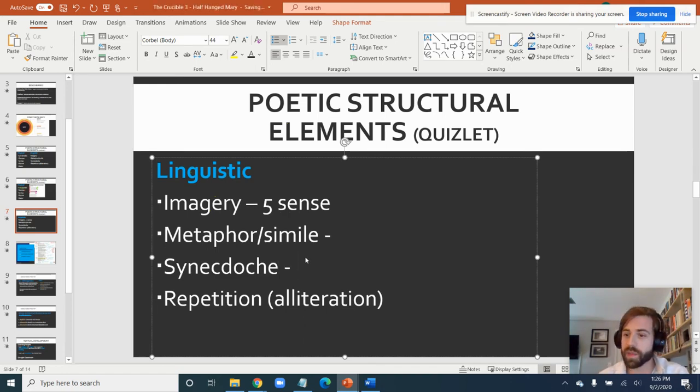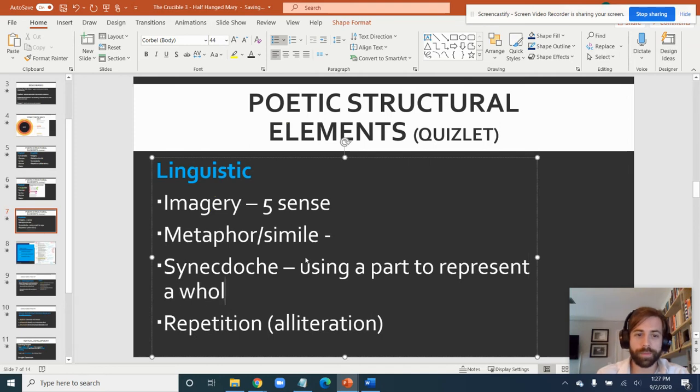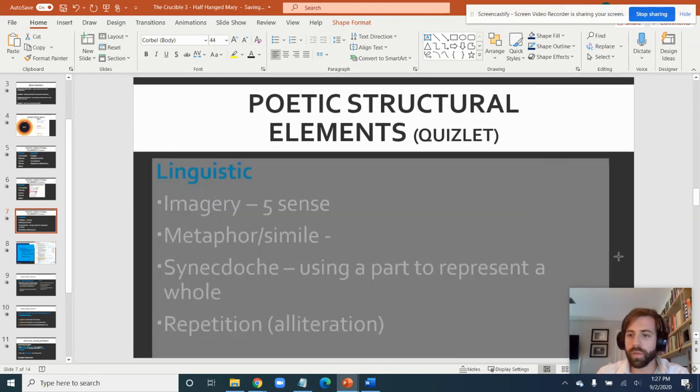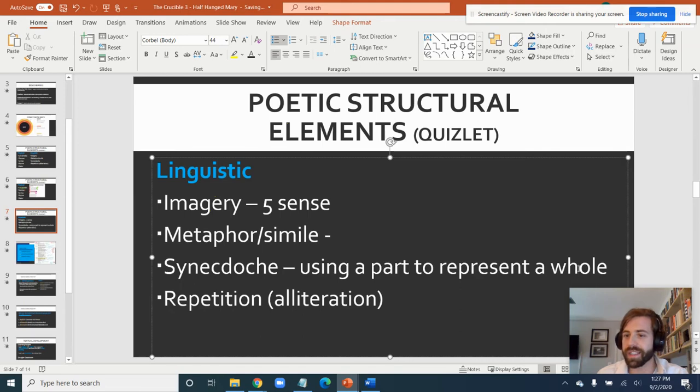Synecdoche, this is probably one that you haven't come across a whole lot, but it's basically meaning using a part to represent a whole. So if you've ever heard the phrase all hands on deck, that doesn't really mean cut off your hands and throw them on the deck of a ship. It's a representation saying everyone get up here, we need all of your help, right? The hands are a representation of the sailors, and the deck hands is where that comes from.